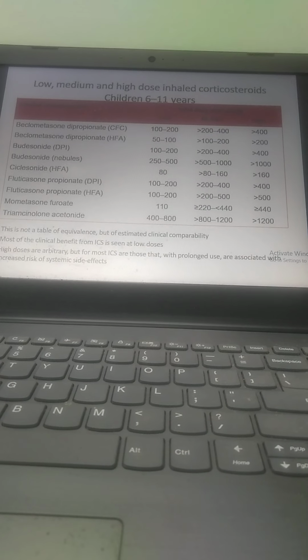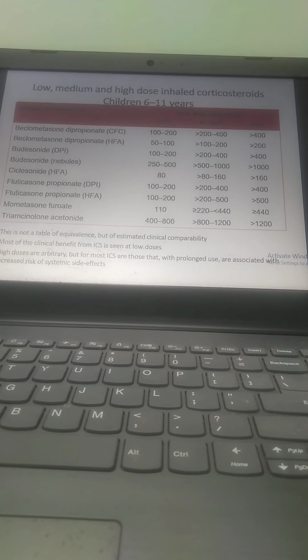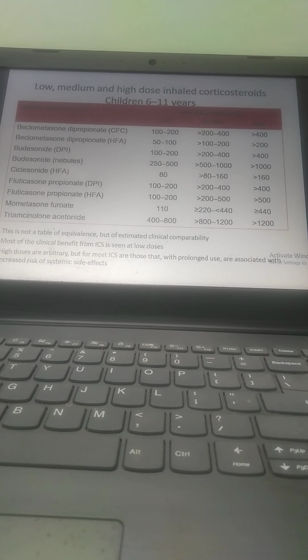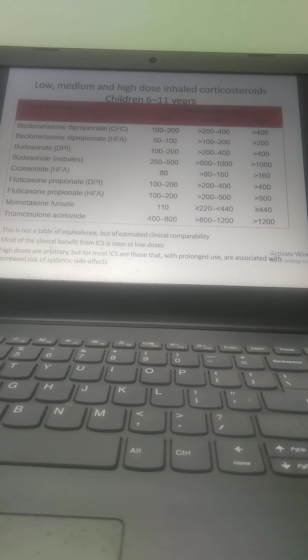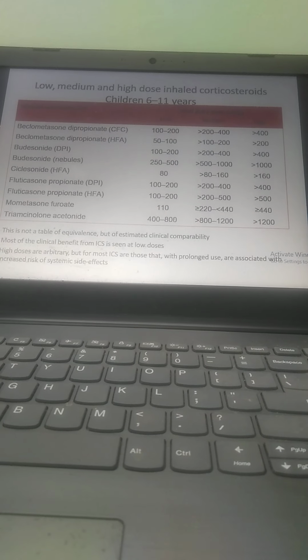Now these are also the low, medium and high dose inhaled corticosteroids for 6 to 11 years. The doses are lesser, but the drugs are the same. So you have to make it clear that 6 to 11 years is one sort of doses, and more than 12 years is the other sort of doses. You have to make the comparison between children and adults; from 12 onwards, adults, so far as asthma or COPD is concerned.